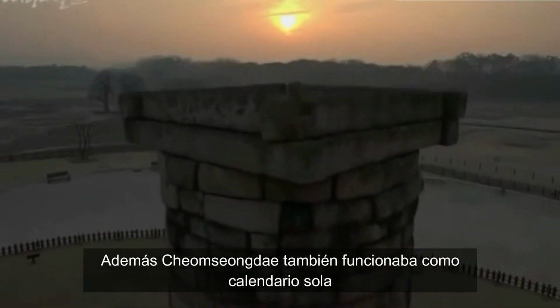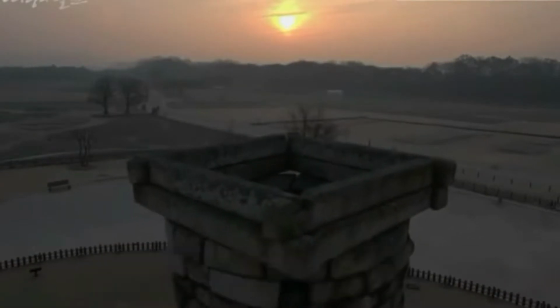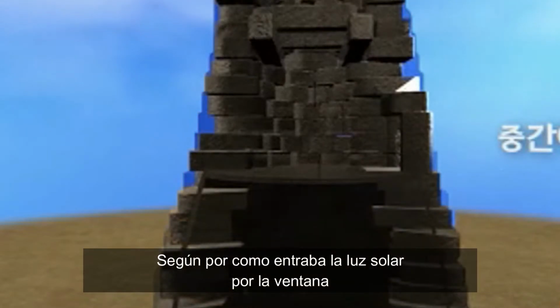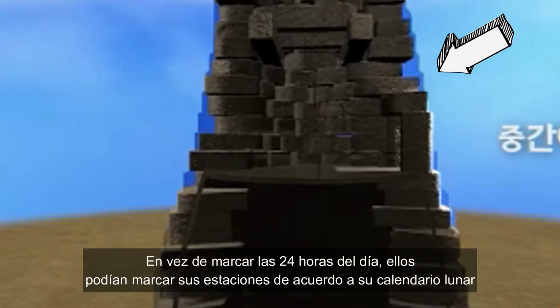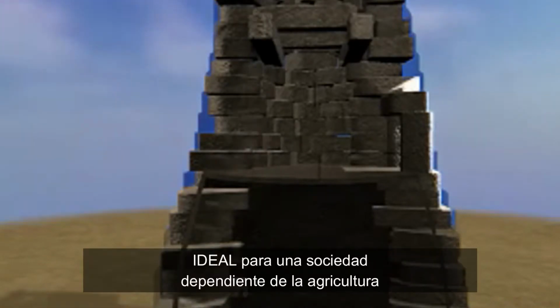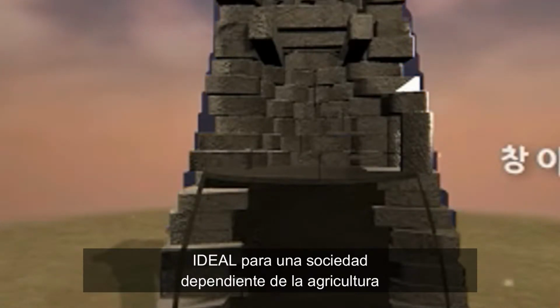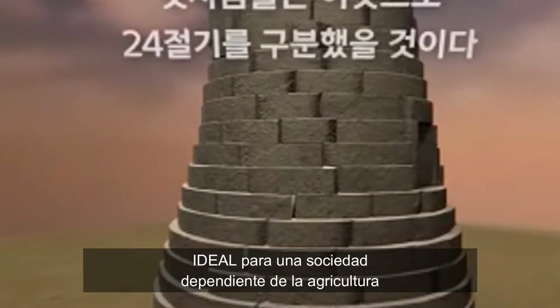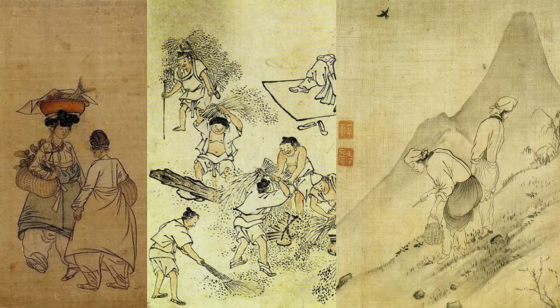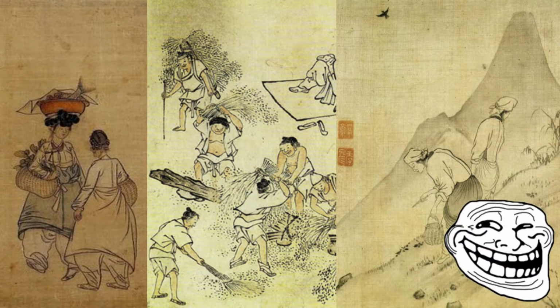Furthermore, Seondeok worked as a kind of sundial by measuring the position of the sunlight shining through the small window. But instead of marking the 24 hours a day, it was possible to keep track of the 24 seasonal divisions of the lunar calendar. Of course, it was crucial for an agrarian society to forecast the weather.